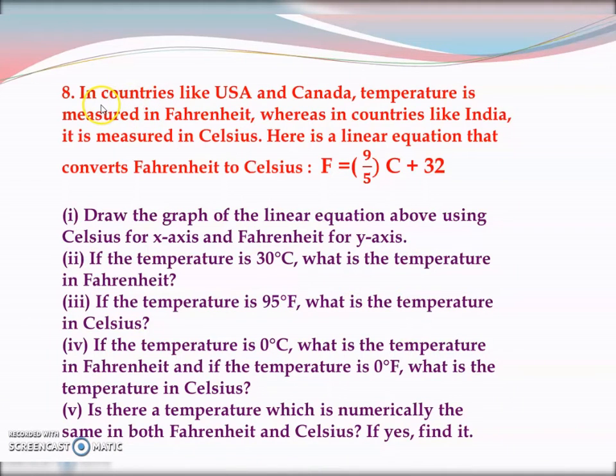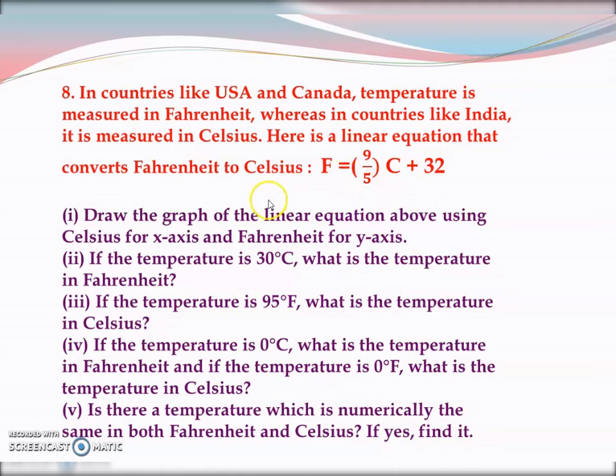The next one: in countries like US and Canada, the temperature is measured in Fahrenheit, whereas in countries like India, it is measured in Celsius. Here is a linear equation that converts Celsius to Fahrenheit. So, F is equal to 9 by 5 C plus 32. This is the equation for converting degree Celsius to degree Fahrenheit.